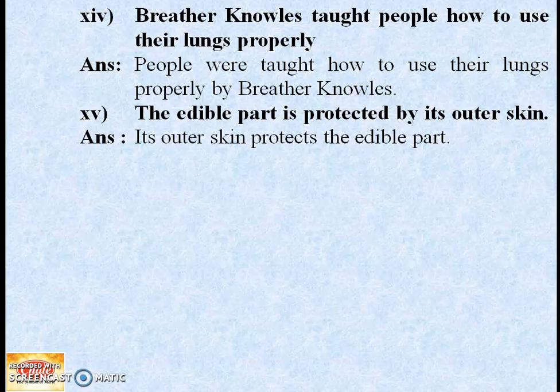Next example. The edible part is protected by its outer skin. The edible part is protected. After is, protected means third form of verb is given. So it is in passive voice. Its active voice: its outer skin protects the edible part.